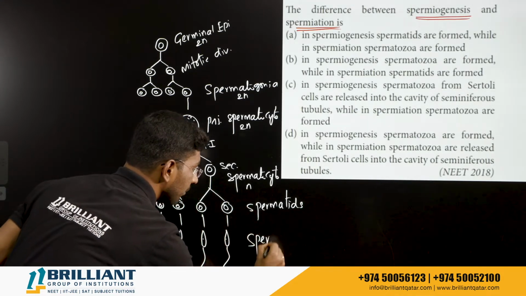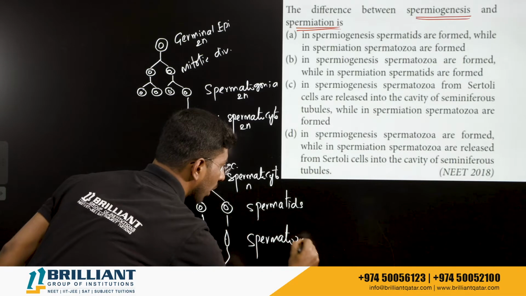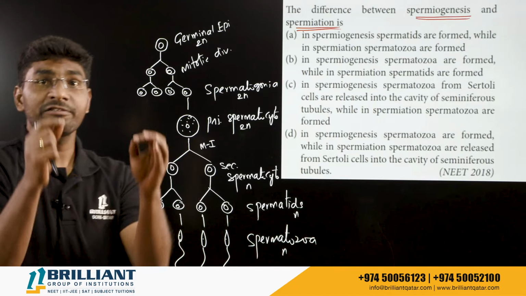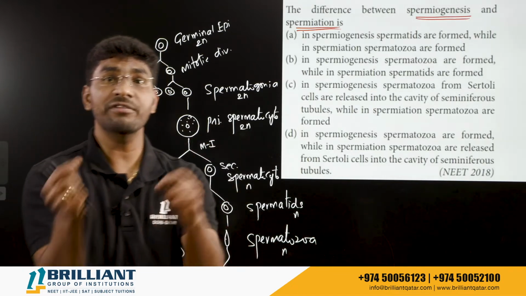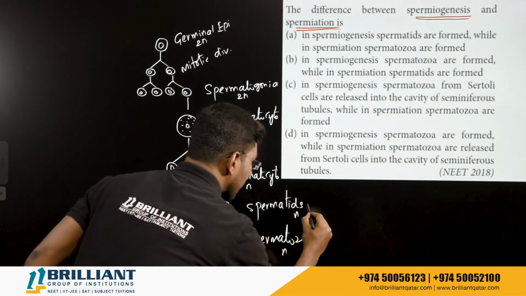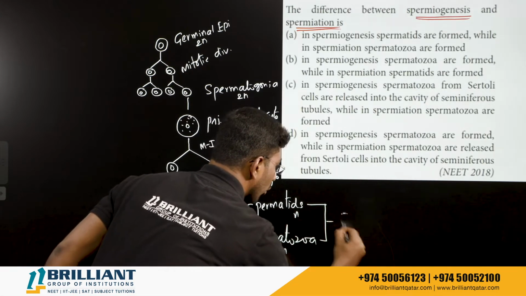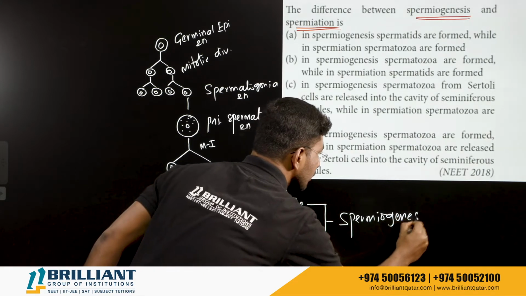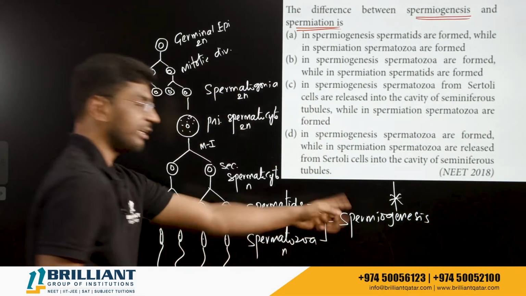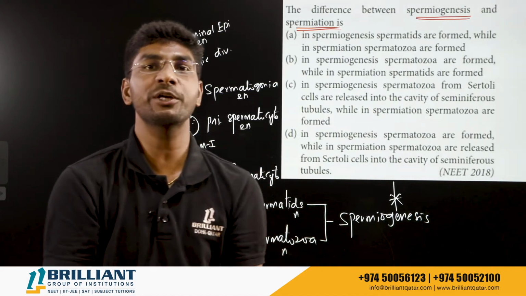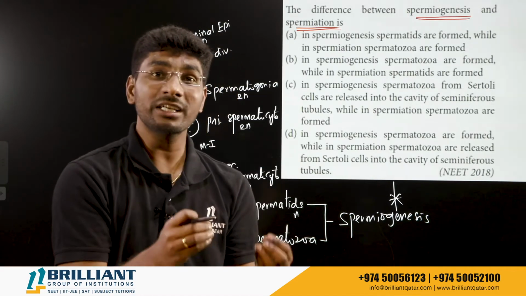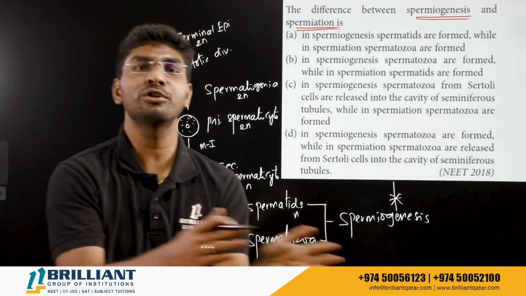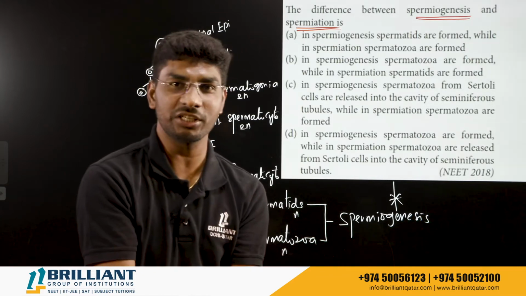Tell me. Spermatozoa. Sir, here spermatids are haploid, spermatozoa also haploid. The formation of spermatozoa from spermatid, this step, where these spermatids are converted into spermatozoa, is called spermiogenesis. Many times this question is repeated, students. Spermatids are modified to form spermatozoa. And what is spermiation? This spermatozoa releasing from the seminiferous tubule to outside, we call spermiation.